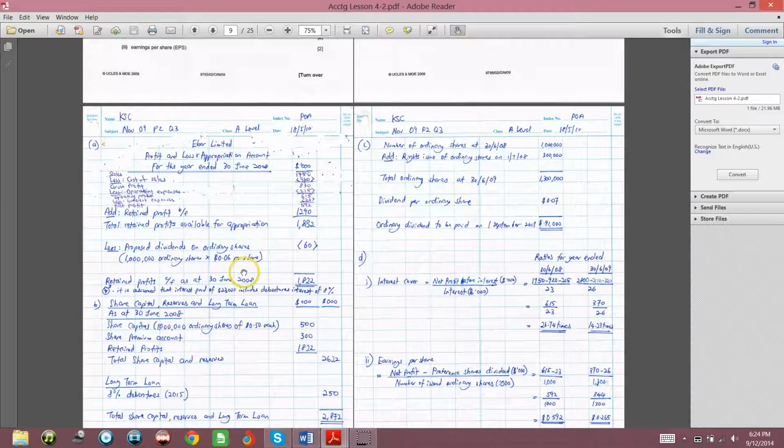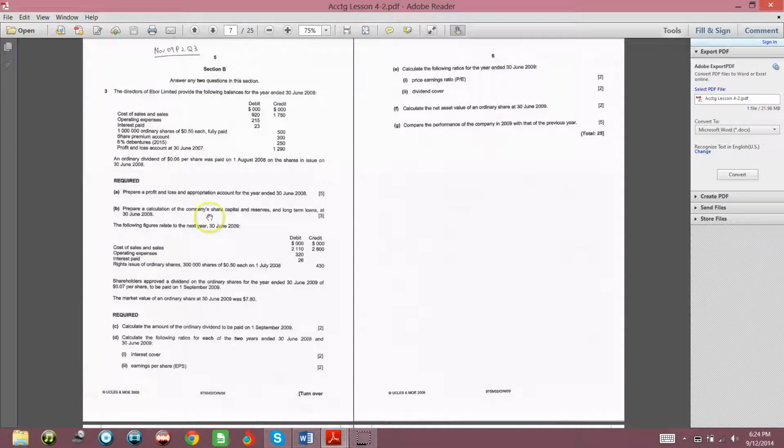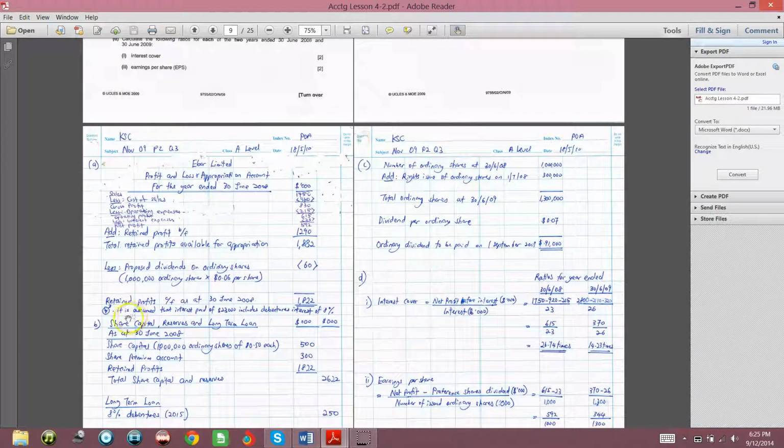So you see, sometimes A-level questions are not very clear. Here you see 8% debenture 2015. I'm not sure if this 23,000 of interest paid includes the debenture interest. Otherwise, I should have calculated the debenture interest separately. So if the question is not clear, what do you do? You write assumptions, write some notes and assumptions. So that's why I actually include a note here.